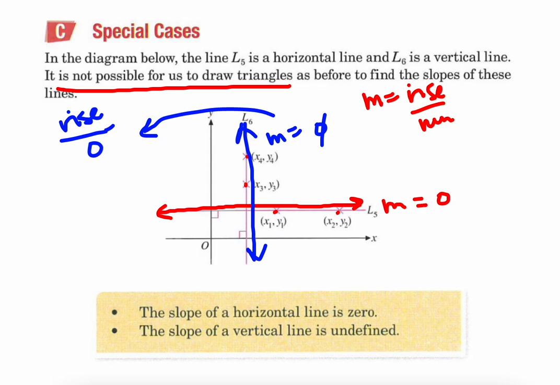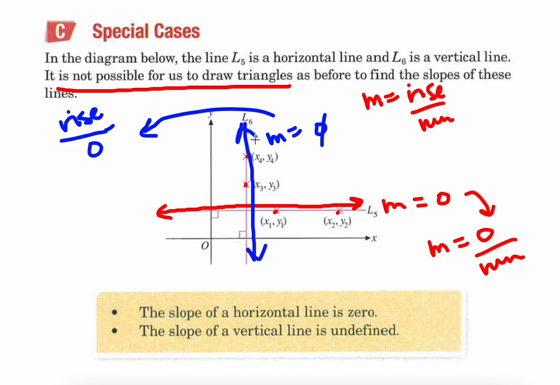Okay, while for a horizontal line, you have no rise, but you do have a run. So that's why the answer ends up being zero, because zero divided by any number is still going to be zero. Okay, so those are your special cases.